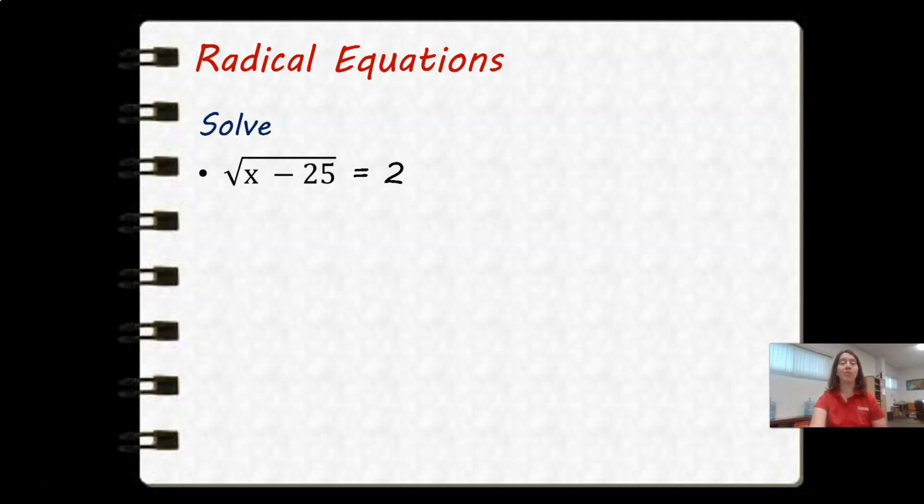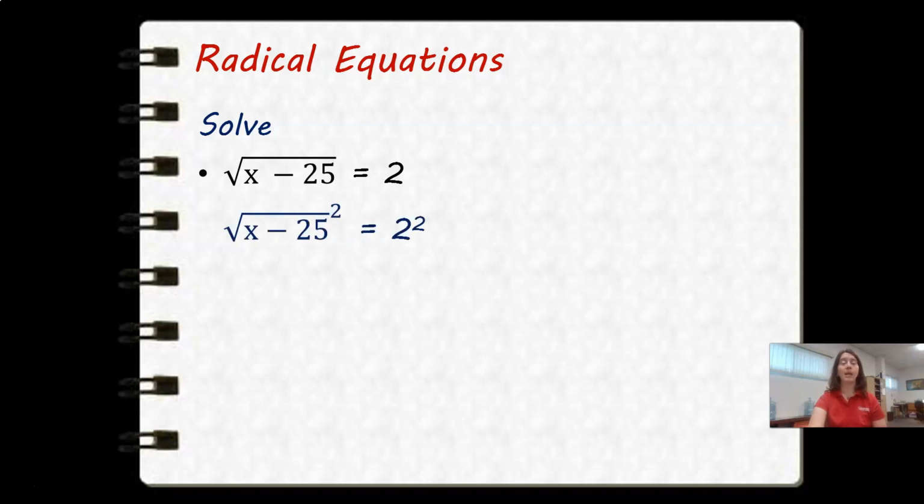So our first one, the square root of x minus 25 is equal to 2. Step number 1 says to isolate the radical symbol. Notice on the left side of this equation is only the radical symbol. The minus 25 is on the inside, so I cannot move that first. So I don't have to worry about step number 1. Step number 2 tells me to remove the radical symbol. Well, what kind of radical do I have here? It's a square root.